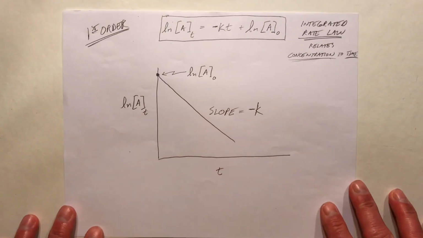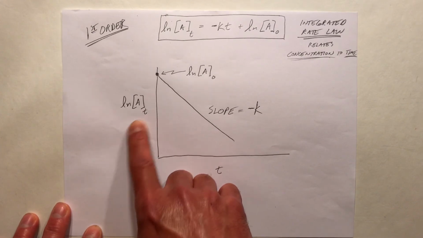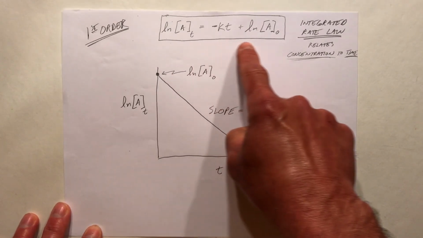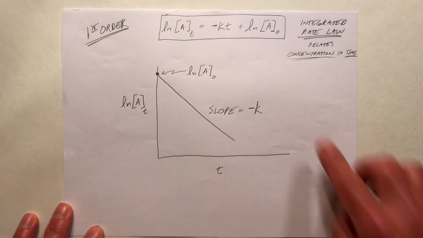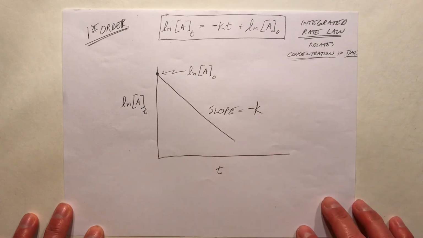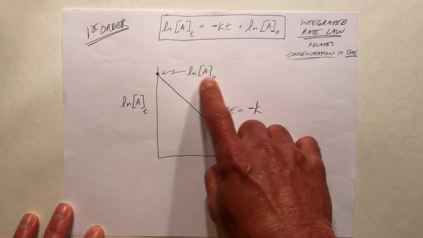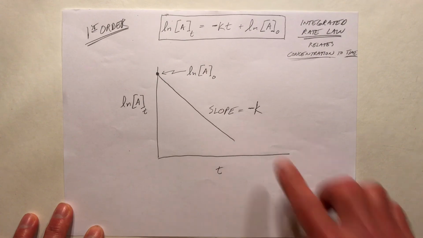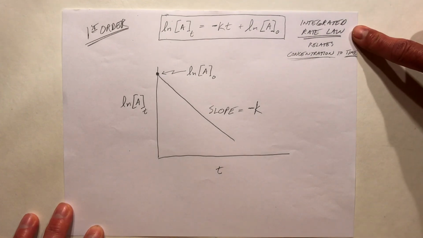So if we graph out natural log of concentration of A at time t versus time, we're going to get a straight line, because again, that's a slope-intercept form for a straight line. The slope on that line is going to be negative k, and the y-intercept is going to be the natural log of A at time 0, or the natural log of the initial concentration. The concentration at time 0 is the initial concentration. So once again, with integrated rate laws, we see that they relate concentration to time.